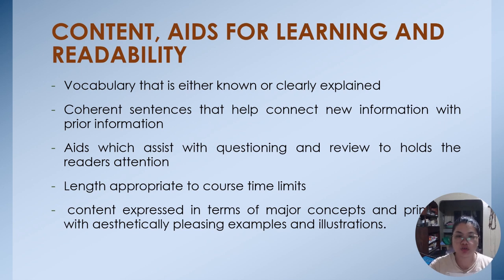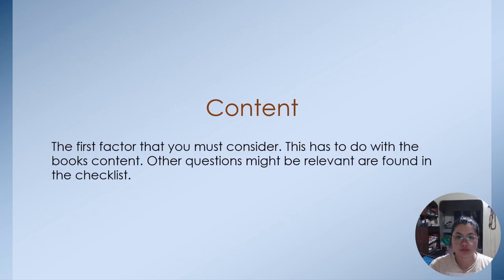So we have here also content, the first factor that you must consider. So we must consider content while choosing a textbook for our study. Actually, even if we're just reading books, we look for the content. As a person who engages in reading books, we look for the content, if it matches our interest or the story is giving us the right emotion.